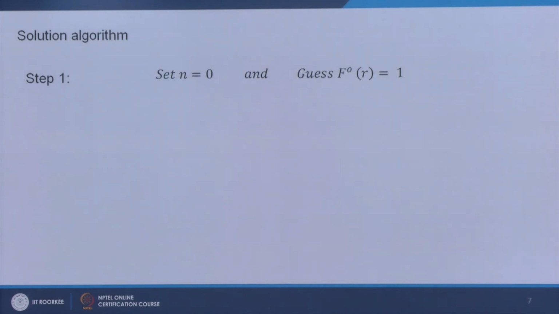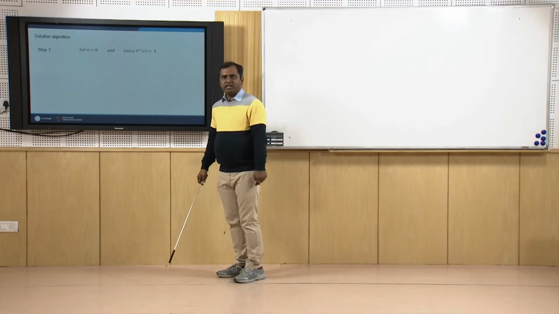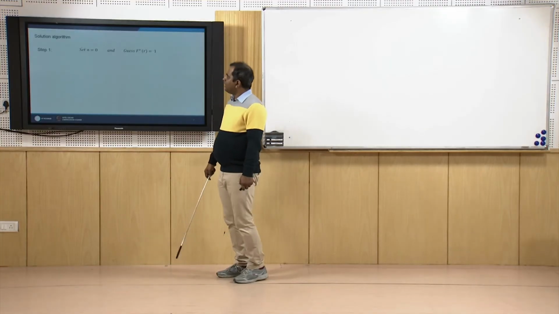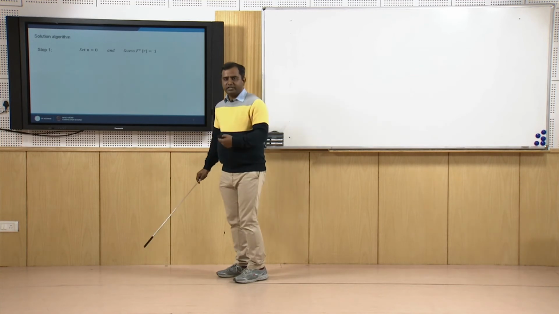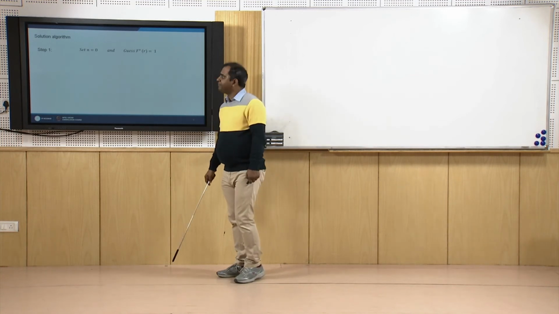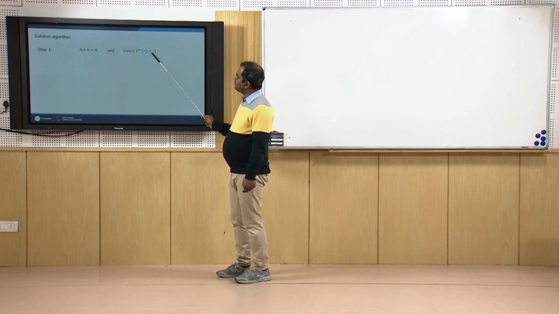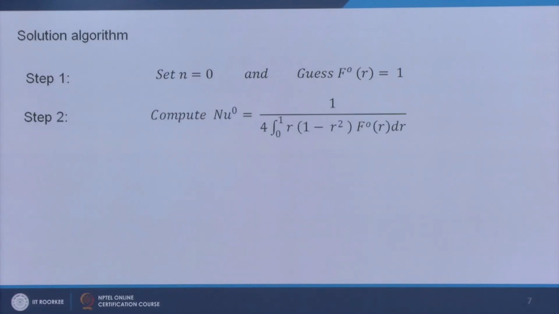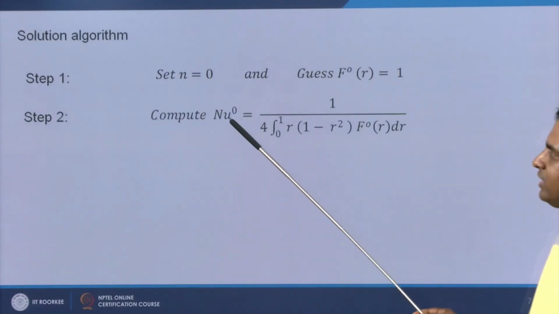A very authentic guess is nothing but f at different r locations being 1. You can start from any other guess, no problem. Depending on your guess, the number of iterations in between will vary. So with this guess of f of r, what we can do immediately is find out the Nusselt number.